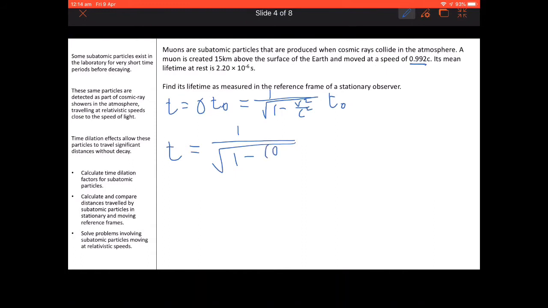So that will be 0.992 c squared, still all under the square root sign. I think I've just made the fraction line the square root sign, but you get the point. And then that will be speed of light squared, which is obviously 3.0 times 10 to the 8. And then of course that is all multiplied by the time period in the moving reference frame.